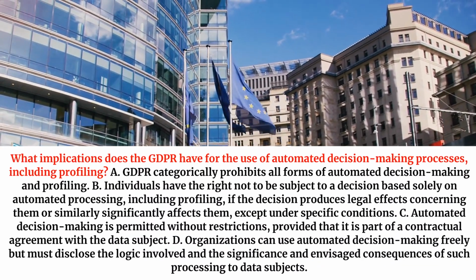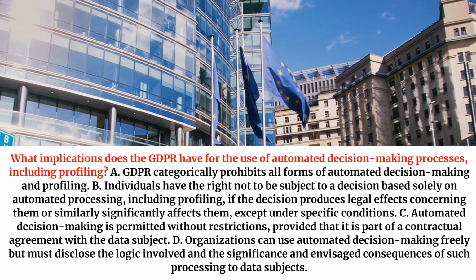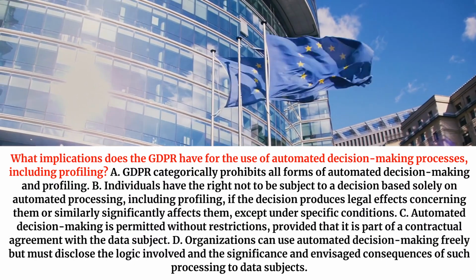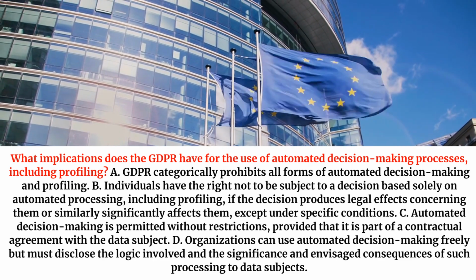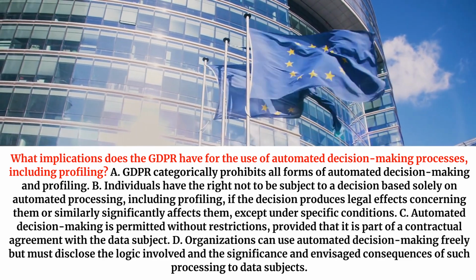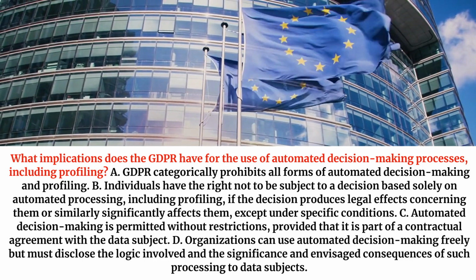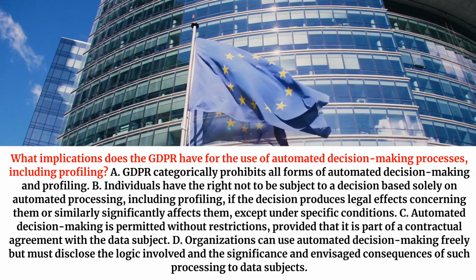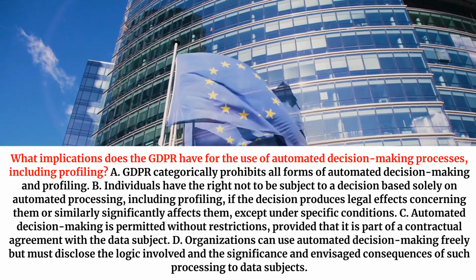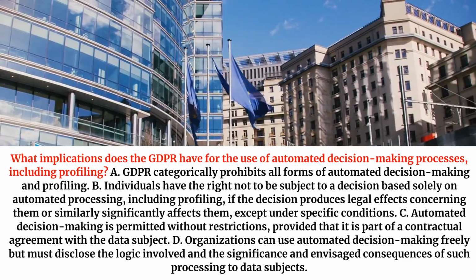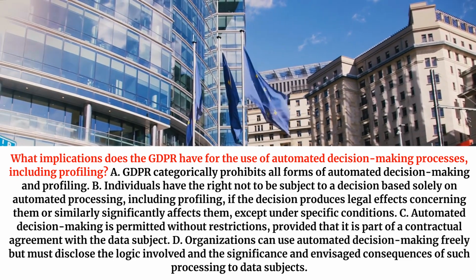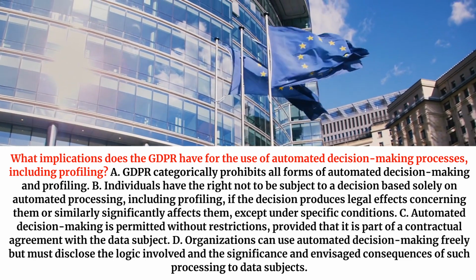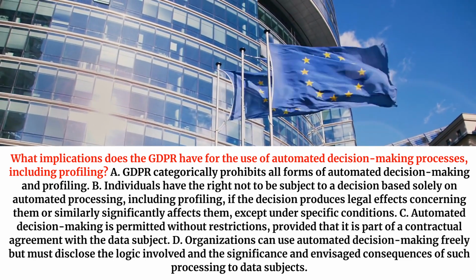What implications does the GDPR have for the use of automated decision-making processes, including profiling? A. GDPR categorically prohibits all forms of automated decision-making and profiling. B. Individuals have the right not to be subject to a decision based solely on automated processing, including profiling, if the decision produces legal effects concerning them or similarly significantly affects them, except under specific conditions. C. Automated decision-making is permitted without restrictions, provided that it is part of a contractual agreement with the data subject.